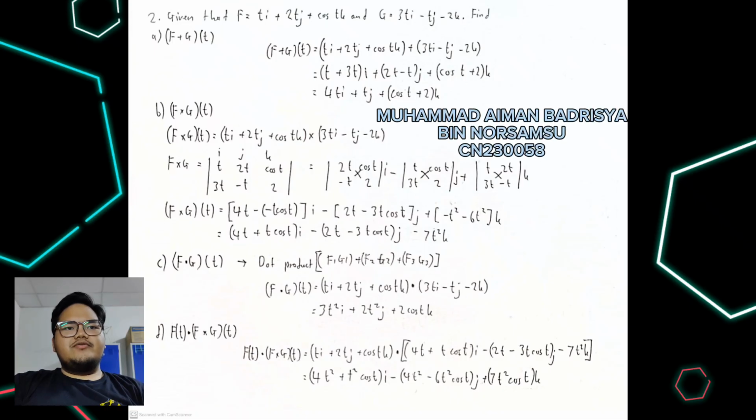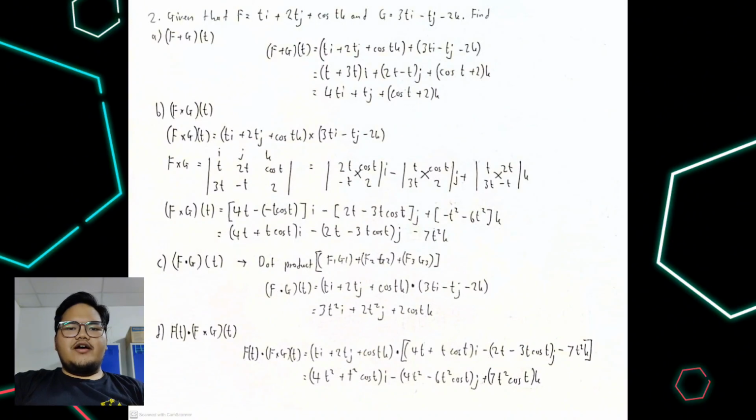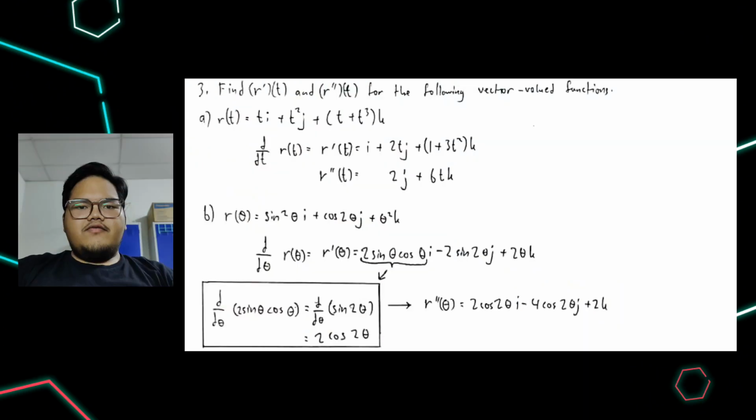For vector question 2a, I add f and g, and I get the answer. For question b, I multiply f and g. For c, I use the dot product of f and g. For the last, question d, I take the answer from question b and then use the dot product with equation f, and thus I get the answer. For question 3a and b, I just use higher order derivatives to get the answer.